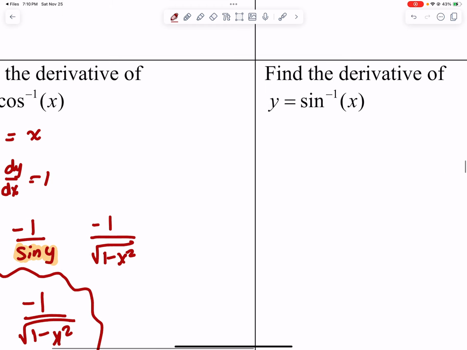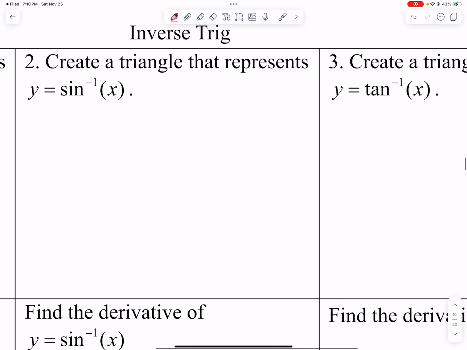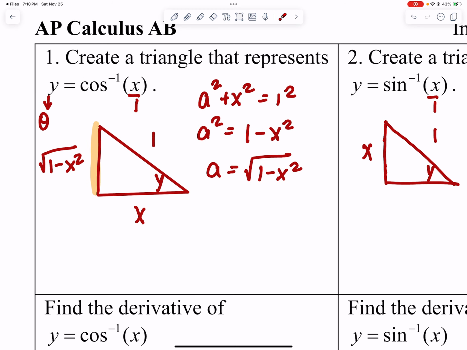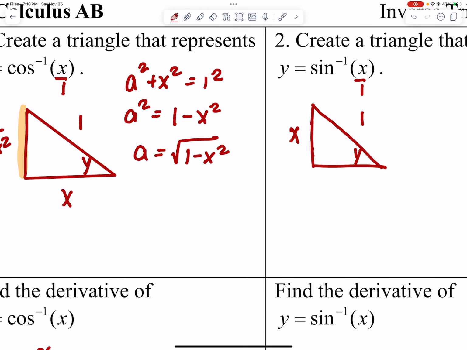All right. We're going to do the same thing here where we are going to create a triangle that represents inverse sine. So once again, I'm going to draw my little triangle, have y be theta, and then I have opposite over hypotenuse. Now once again, because this is very similar where we have x as a base, that means that the square root of 1 minus x squared is going to be my other base, given that my hypotenuse is 1 right here.